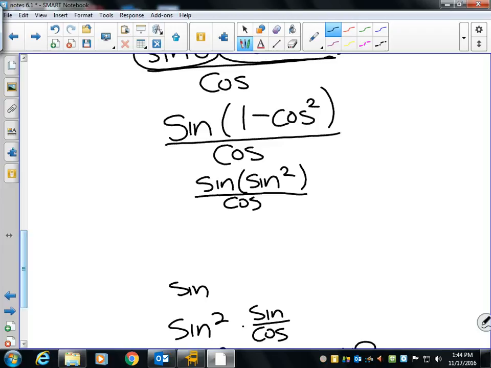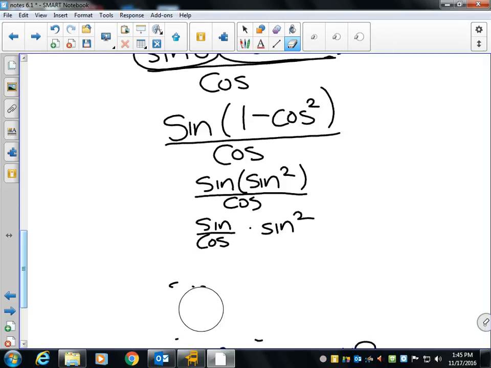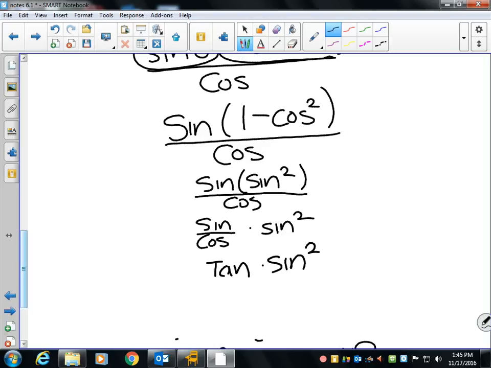Now, lots of you can look and see what we were supposed to have. We were supposed to have tan times sine squared. Can you see tan here? Right? So you could separate it so it says sine over cos times sine squared, and then you get tan times sine squared, and you're done. Yeah?